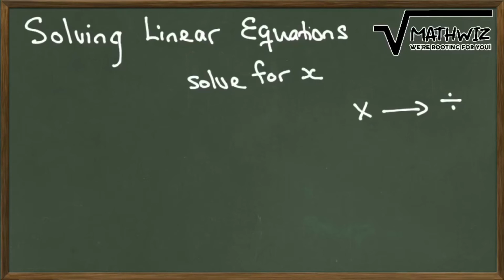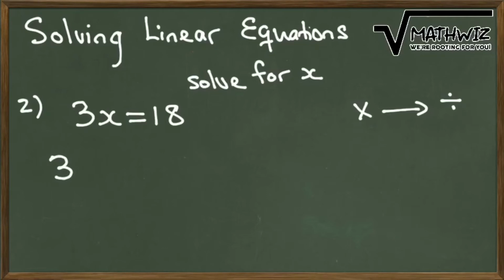Let us say we have 3x equals 18. In case I'm not seeing the multiplication, I very quickly say, okay, I know that numbers beside letters mean multiplication. So if I need to see it clearly, I rewrite it as 3 times x is equal to 18.